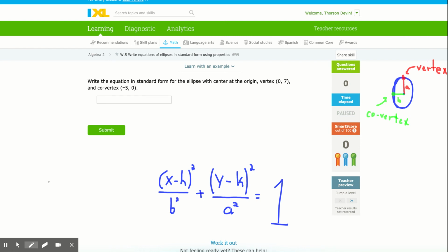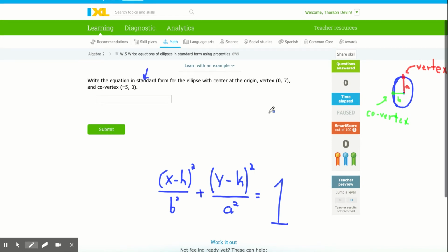Welcome. In this lesson, we're going to learn to write the equation of ellipses in standard form given certain properties or information about it. But no matter what properties or information we get, we have to come up with the center (h, k), where it's obviously centered. That's why they call it the center, because that is part of our equation. It's the horizontal and the vertical shift of our ellipse.